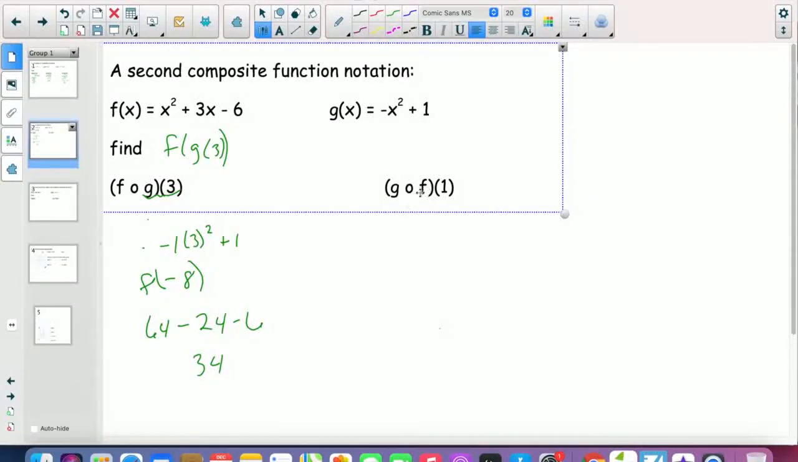For the next one, I'm going to find f of 1 first. If I plug 1 into the f function, I get 1 plus 3 minus 6. 1 plus 3 is 4, and 4 minus 6 is negative 2. The next thing I need to do is find g of that answer, negative 2. So I'm going to plug negative 2 into this function. So that would be negative 1 times negative 2 squared plus 1. And that gives me a 4 times negative 1 is a negative 4, plus 1 is negative 3.